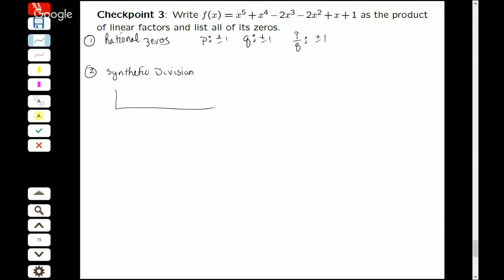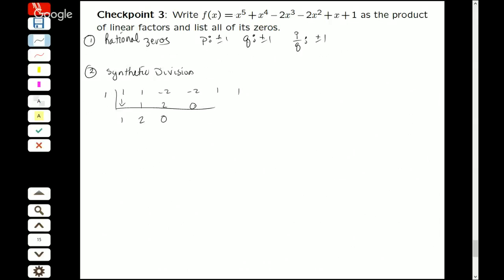Which one are we gonna try first? 1. Good call. 1, 1. They're all in decreasing power. So 1, 1, negative 2, negative 2, 1, 1. Bring the 1 down. 1 times 1 is? 1 plus 1 is? 2. 2 times 1 is? Add straight down. 0.